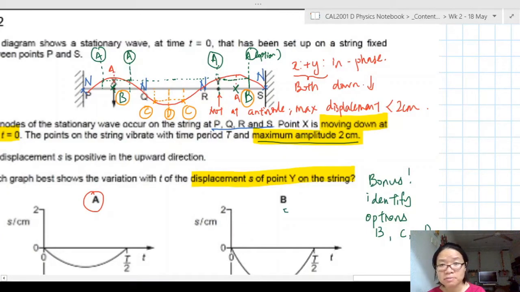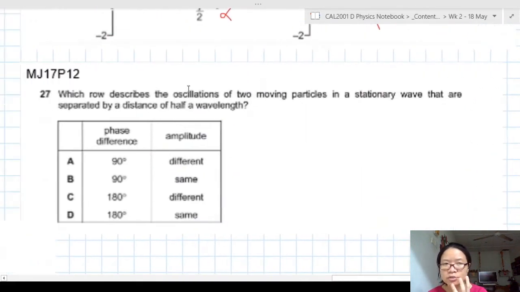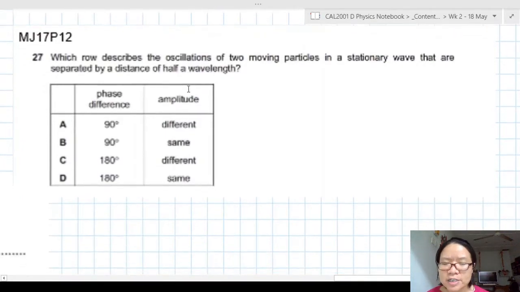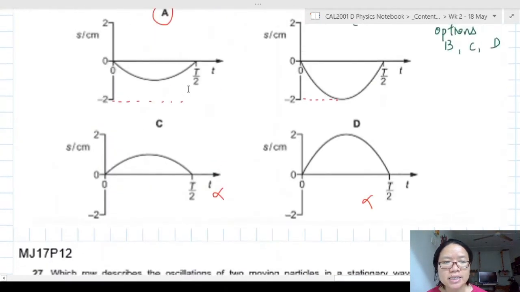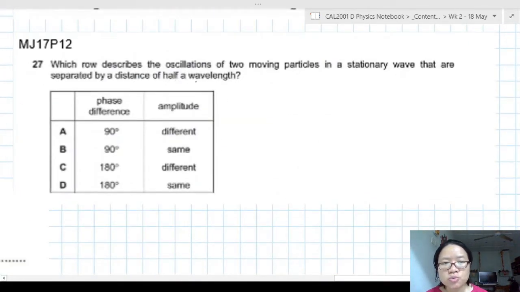If you got all of this right, it means that you already understand what a stationary wave pattern looks like. Okay, as in you can visualize it, which means the next question should be easy peasy. Which row describes the oscillation of 2 moving particles in a stationary wave that are separated by half a wavelength? You might be thinking, half a wavelength, but must it be like this?